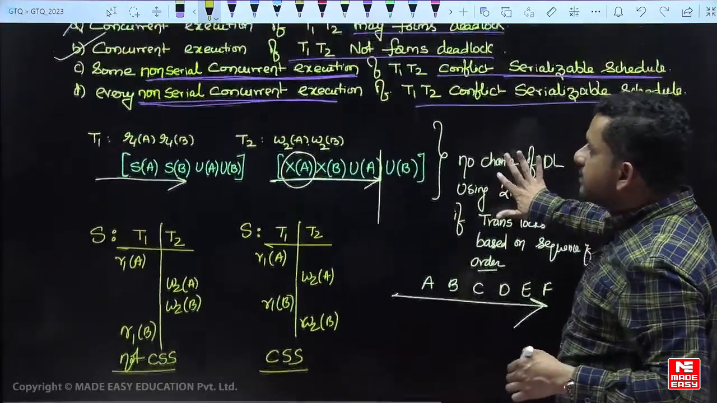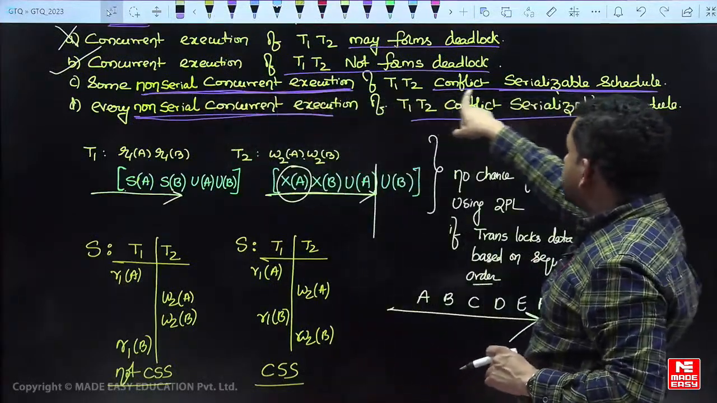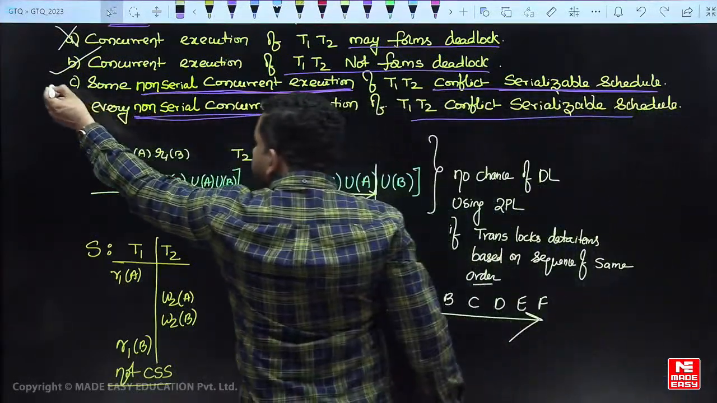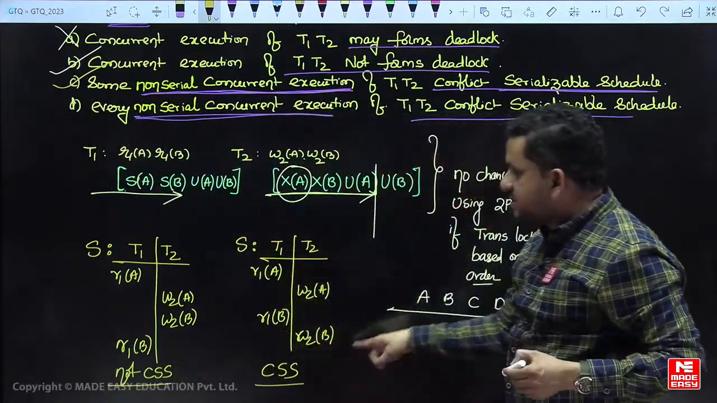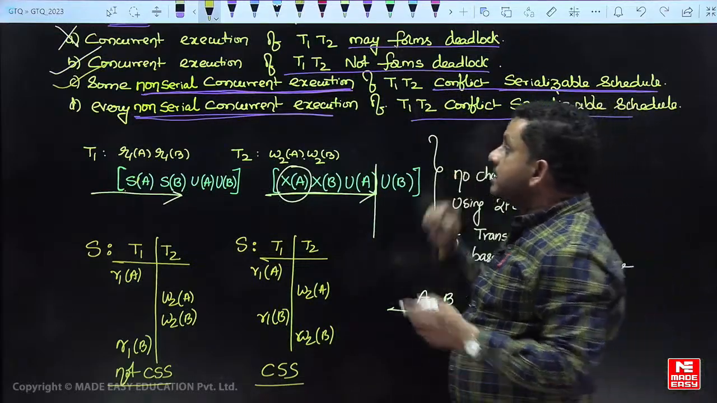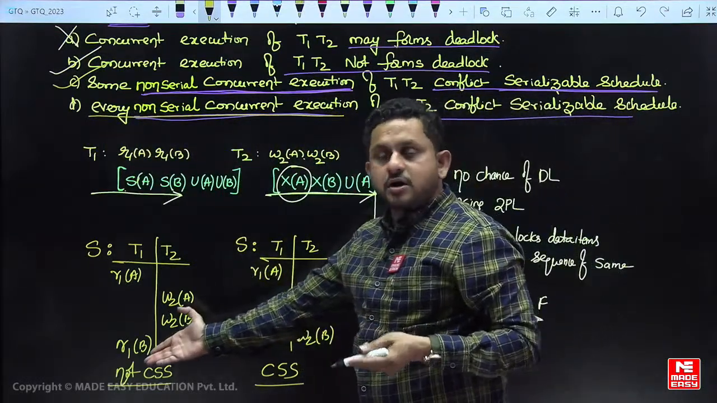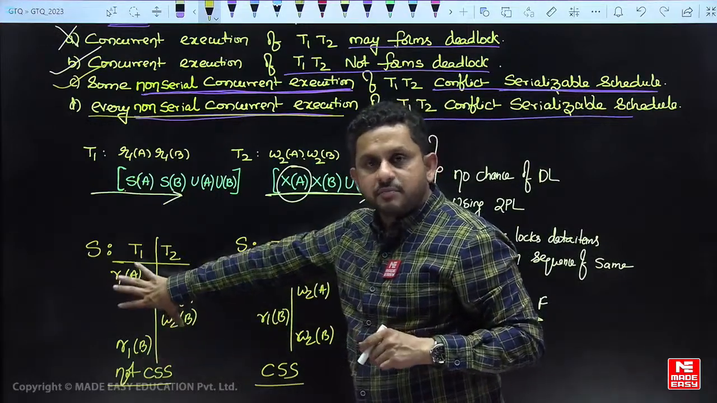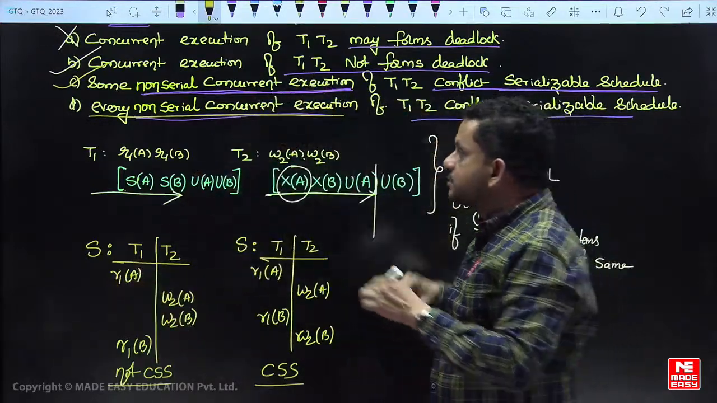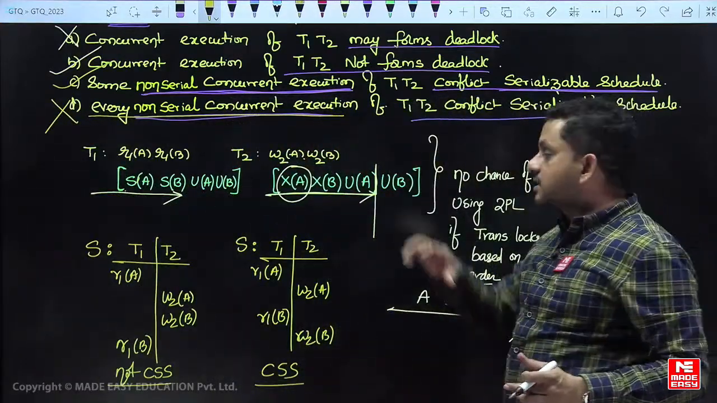Now read the third and fourth options. Some, at least one, non-serial schedule is conflict serializable: true, like the example here. Every non-serial schedule is conflict serializable: false, because some non-serial schedules fail conflict serializability. So B and C are the correct statements.